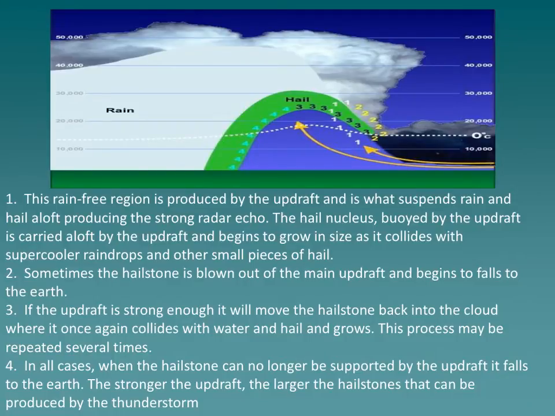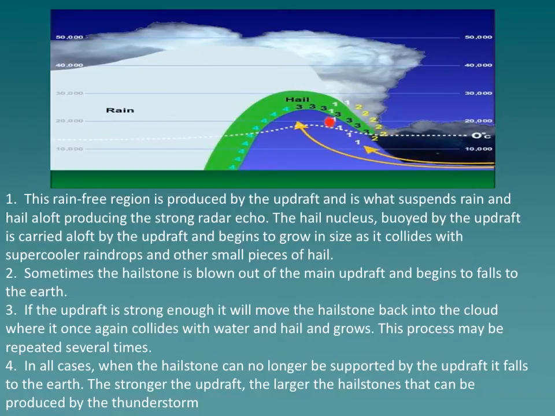Number 3, if the updraft is strong enough, as that hail begins to fall to the earth, it gets caught in the updraft again and goes through the cycle again and starts hitting more hail balls and growing and growing. All right, and this process can happen several times, where you go from 1, and then it starts to fall, and then it gets caught again to 3, back to 1, to 2, to 3, and it just circles around and around, and the hail ball, the chunk of ice, gets larger and larger and larger.